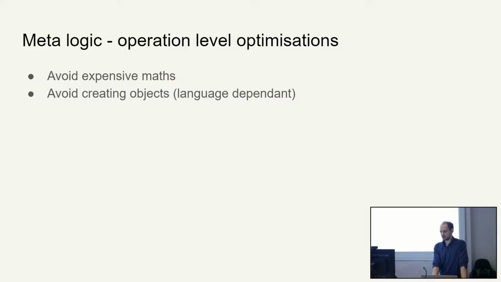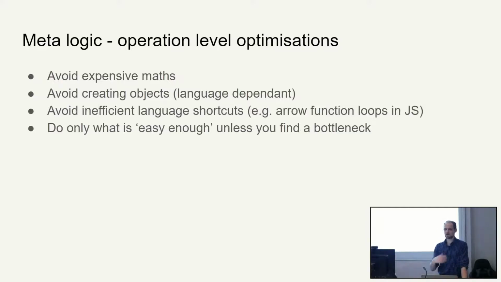Some languages, creating objects is really slow, so avoid doing that. Reuse objects wherever you can. Like if you make an object, a new thing, just reuse it over and over and over again, who cares? Avoid inefficient language shortcuts. Arrow function loops are really slow in JavaScript. I only found this out recently. Like if you have a loop where you're going for all my objects, arrow function result, every time that loop runs, it recreates the function from scratch. So it's slow, write the function once, the long way, and put it in, it's faster.